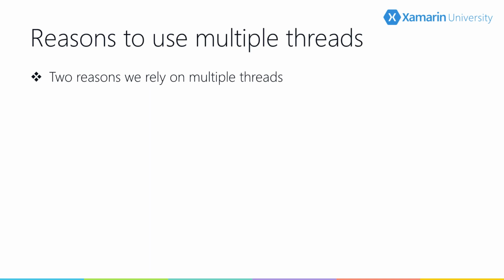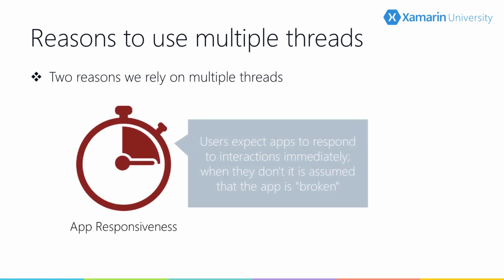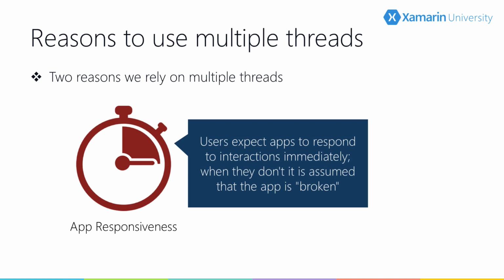Simple applications can often survive with just a single thread. However, there are really two main areas where creating multiple threads in our apps can make our application better. Can you guess what they are? Well, the number one thing is, of course, app responsiveness.